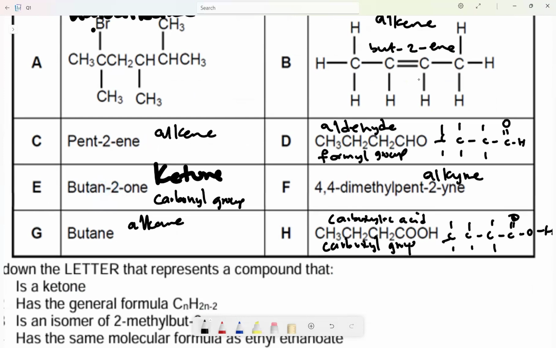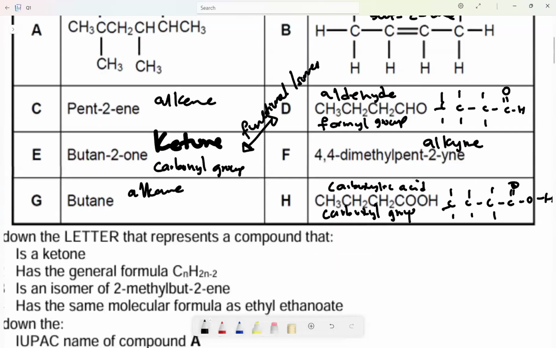Can you see 1, 2, 3, 4? So these two, they are functional isomers. Functional isomers, D and E. Why? Because this is 1, 2, 3, 4 butanal. This is butan-2-one. Therefore, what differs is the functional group.